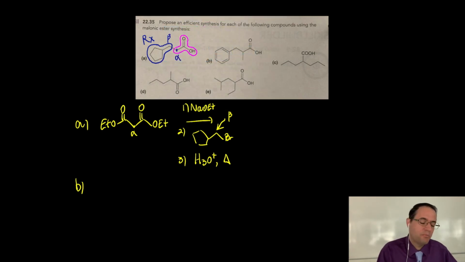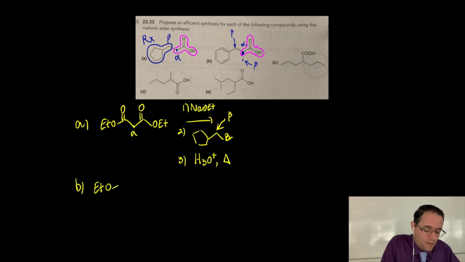Let's do molecule B. In molecule B, let's use the same kind of designation. So here we are, here's our carboxylic acid. This carbon right here is the alpha carbon, and that's going to be the carbon of our diethyl malonate. This carbon right here is the beta carbon of one alkyl halide, and this carbon right here is the beta carbon that will come from a different alkyl halide. So this is like those examples I showed you before. You're going to do this twice.